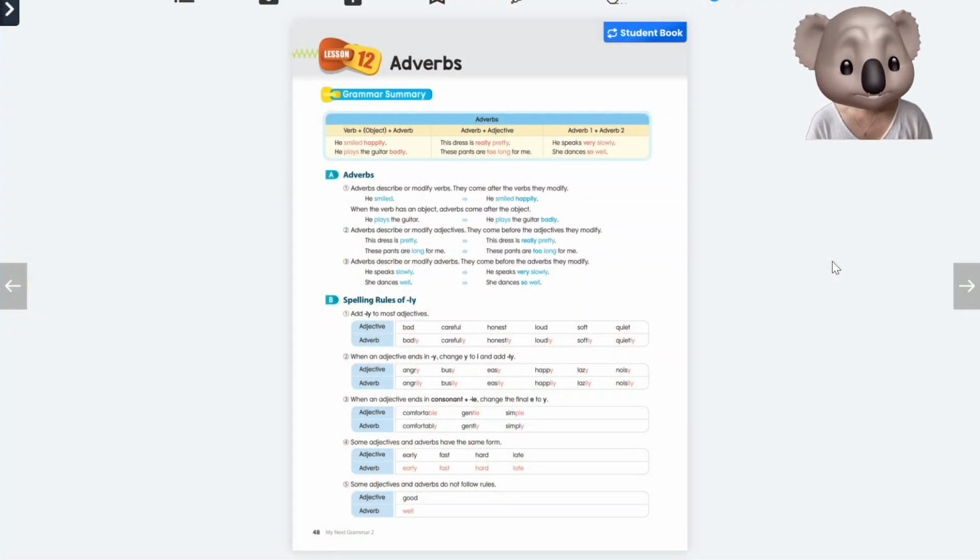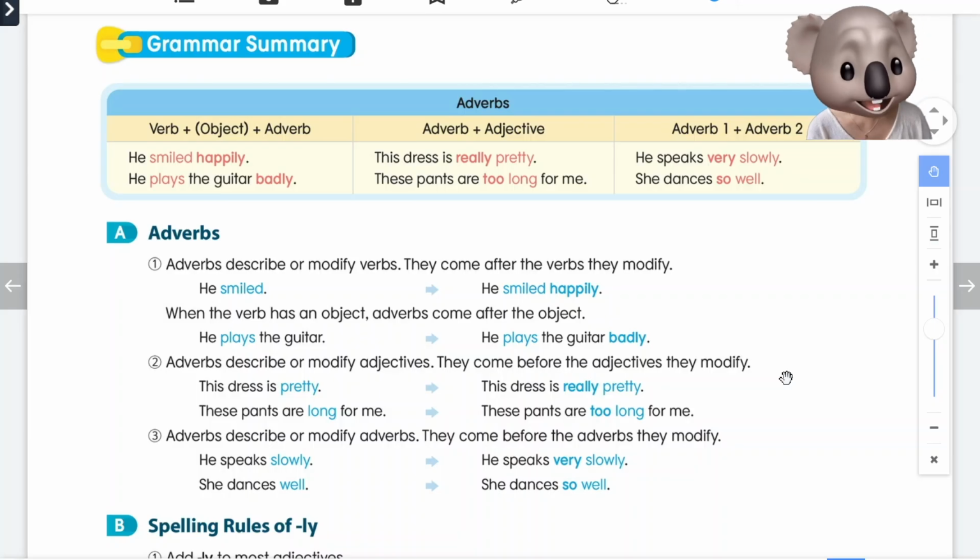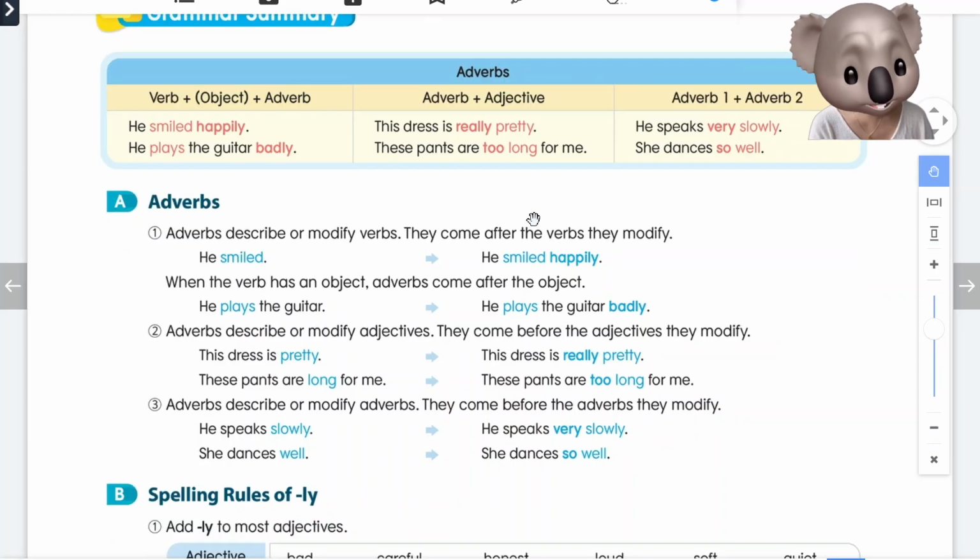Today, we'll be reviewing Lesson 12, Adverbs. Adverbs give us more information about the verbs. They tell us how, 어떻게, when, 언제, where, 어디서, and how often, 얼마나 자주. Usually, adverbs end in ly. They usually come after the verb. For example, he smiled. 어떻게? 어느 식으로? He smiled happily. 그냥 smile한 거 아니고 happily.